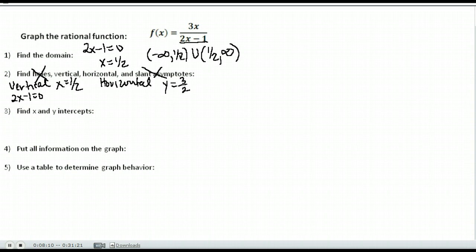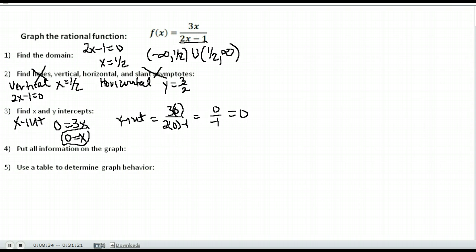So let's find some x-intercepts. Okay, for rational functions, the x-intercepts, we'll set the numerator equal to 0 and solve that. And we get x equals 0. For y-intercepts, we let x equals 0, so we put a 0 everywhere there's an x, and we evaluate that. And we get 0. So our x and y-intercept are both the point 0, 0. We're going to put all of that information into a graph.